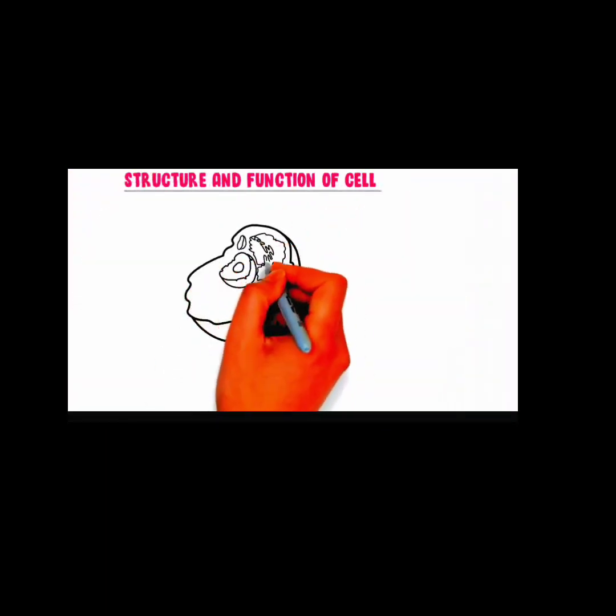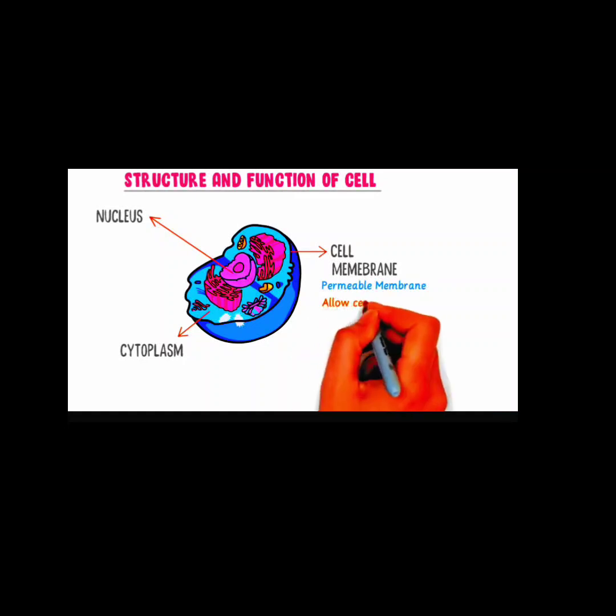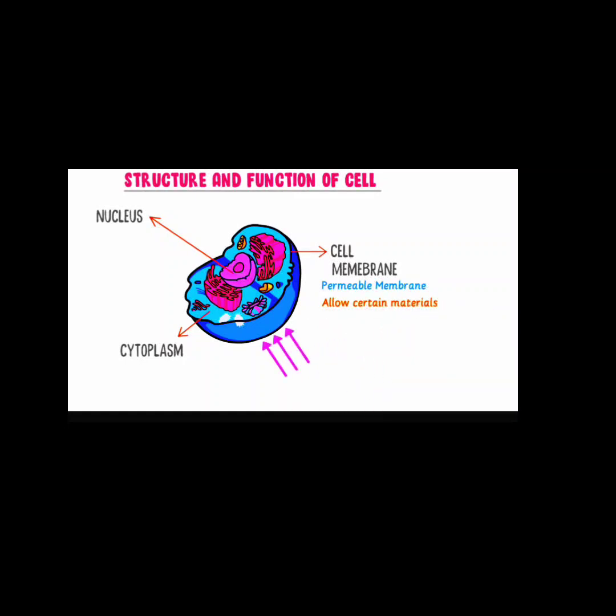What is structure and function of cell? There are three parts of cell: cell membrane, cytoplasm, nucleus. Now what is cell membrane? The cell membrane is a semi-permeable membrane which allows certain material to pass through it. For example, it allows essential ingredients like water, oxygen, and also removes toxic material like carbon dioxide and waste products. It means cell membrane allows good products to enter the cell and waste harmful products to be removed out of the cell.